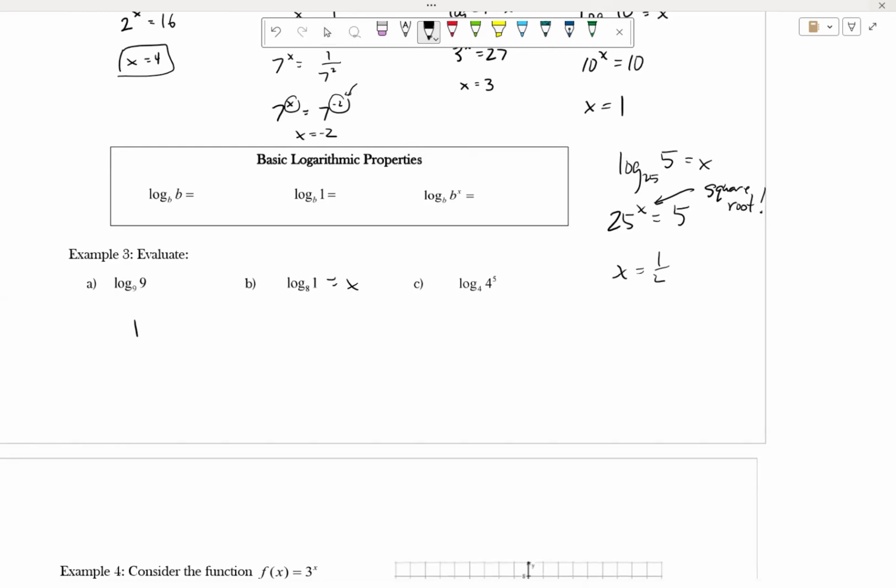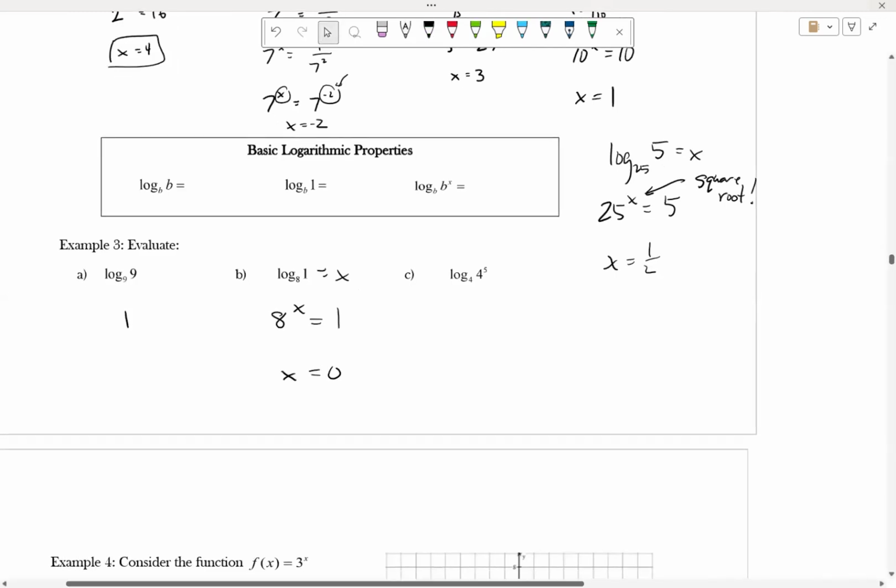Because if you don't know, set that equal to X. A to the X equals 1. So remember, anything to the 0 power is equal to 1. Okay, that just comes from our knowledge of the fundamentals. Show me what you got for C.